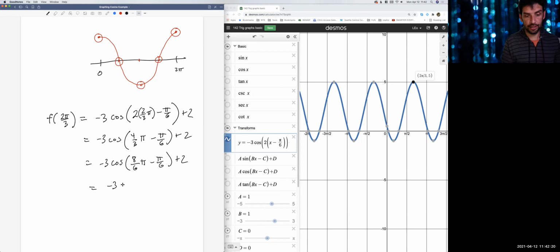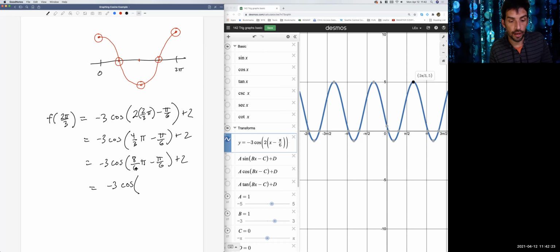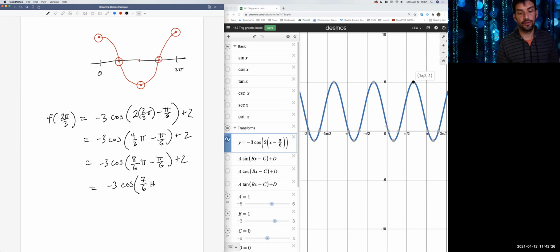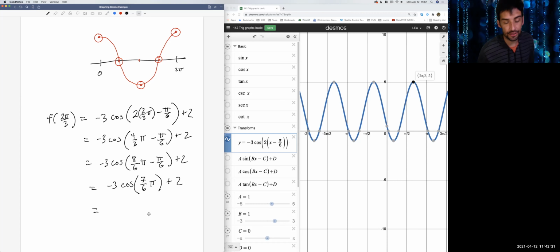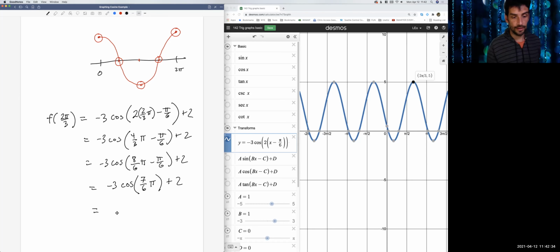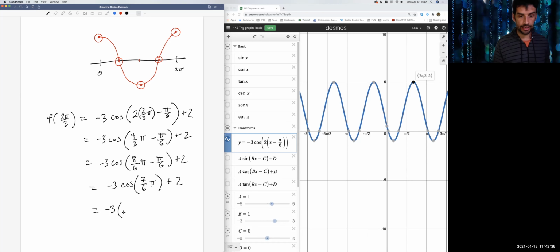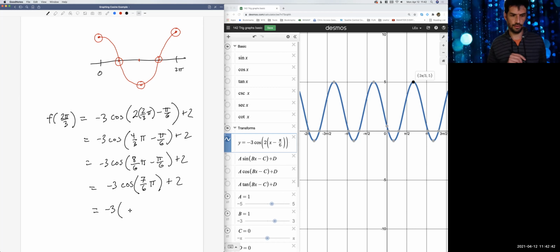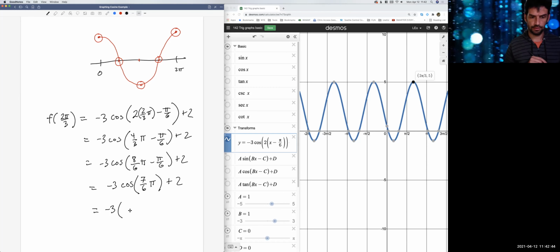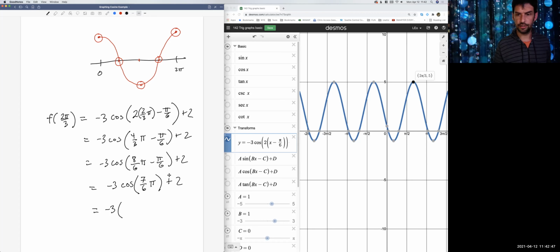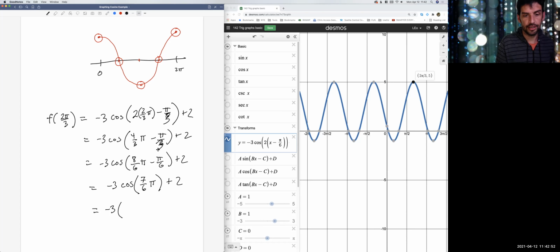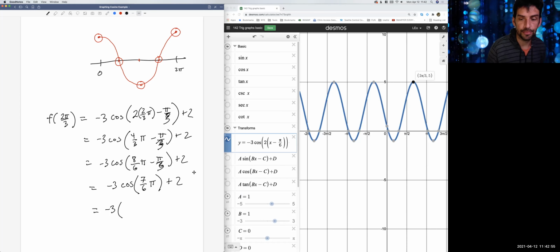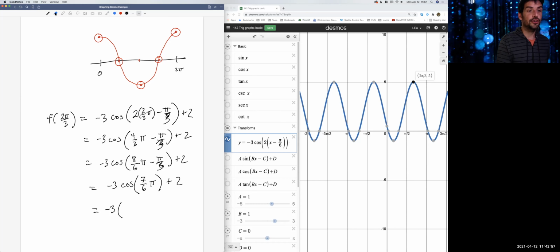So -3 cosine of 7/6 pi plus 2. If you look at a unit circle, 7/6 pi, cosine of that is going to be negative... something's off. What did I do? Oh, this is supposed to be a pi over 3. Sorry about that. Pi over 3, pi over 3. I just miscopied my original function.